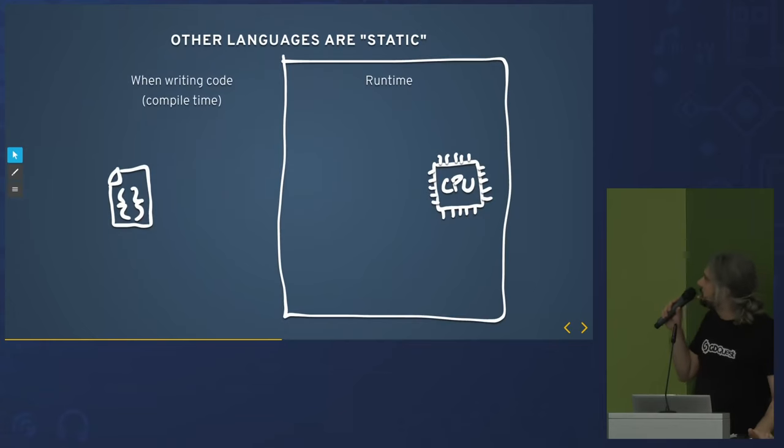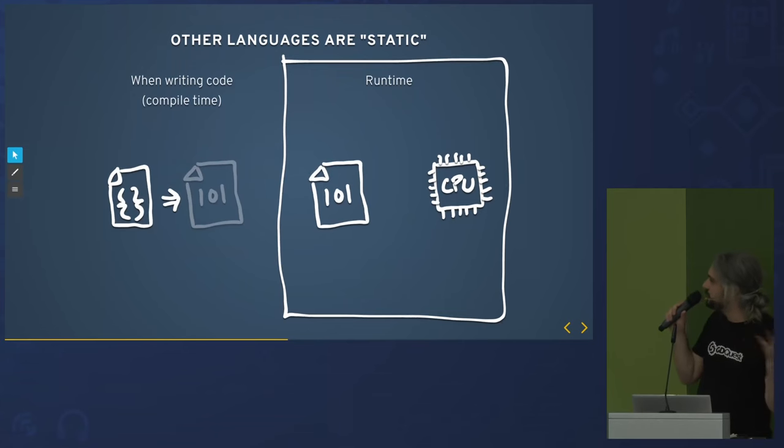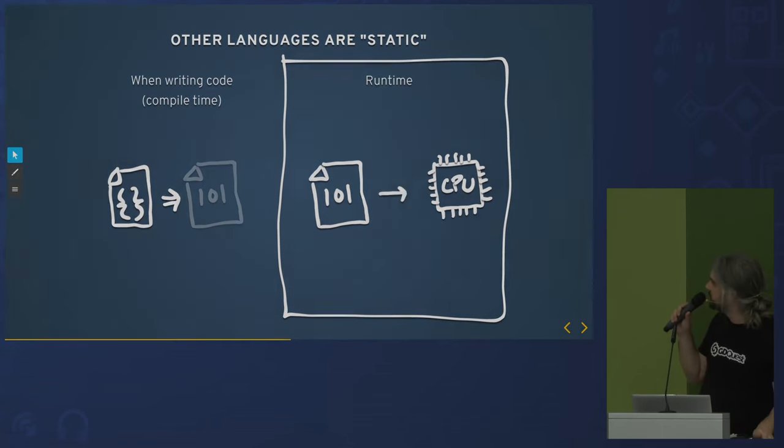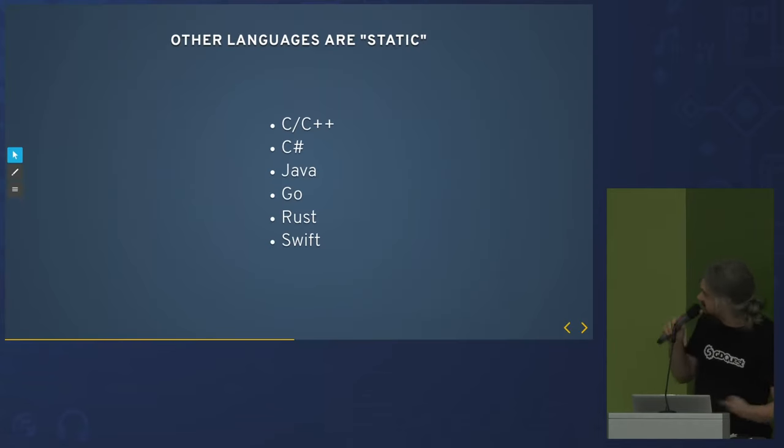But other languages are static. When you write your human code, you compile it beforehand. So you render machine code, and then you distribute the machine code to the ones who need the binary. And then the client can execute your machine code directly. There are C, C++, C#, Java, Go, Rust, and Swift. Type checking is done at compile time. This is less flexible code, but it tends to be more optimized.